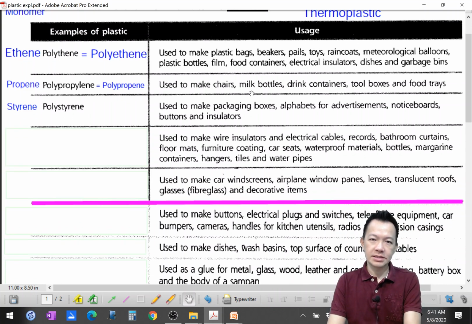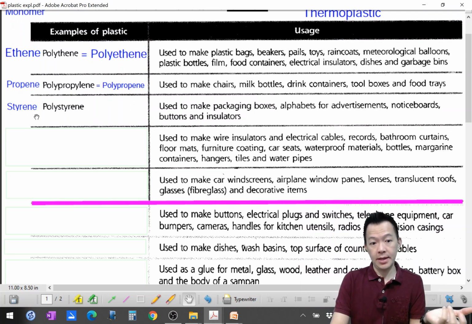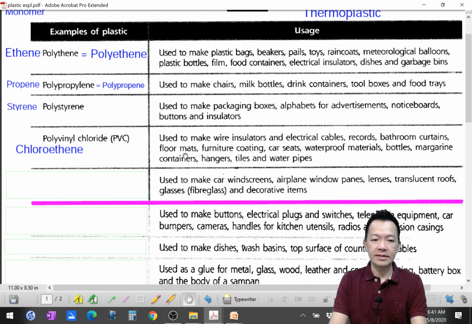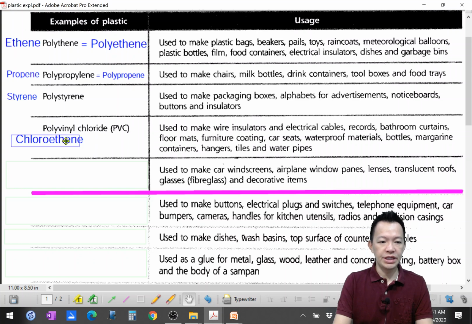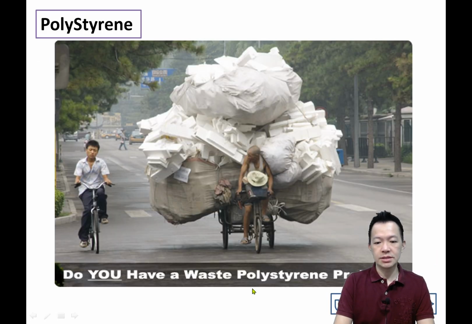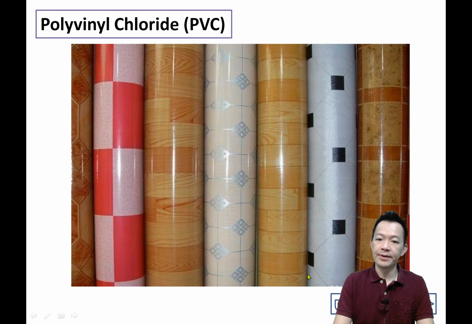Any other example of plastic? Polyethylene, polypropene, polystyrene, and their monomers are very easy to remember, 很容易背的. So you have to memorize them. Next, chloroethene. The monomer is called chloroethene, and it makes the plastic called PVC. What does PVC mean? You know this?